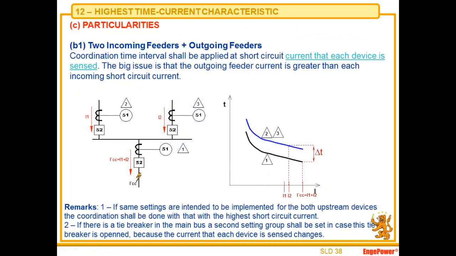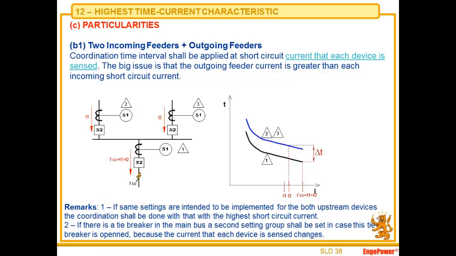2 incoming feeders and 1 outgoing feeder. This situation, you may see that's not so common, but I will tell you that is more common than you think. Why? Because here may represent a bus tiebreaker. If the tiebreaker is closed, you have 2 incoming, and for each outgoing feeder, you have 1 outgoing feeder. So it's more common than you imagine.